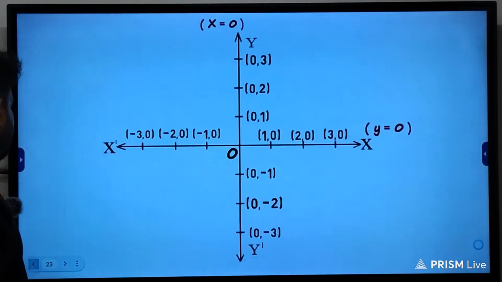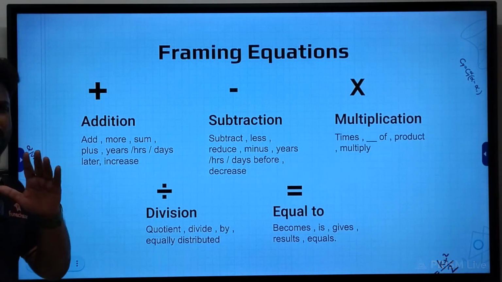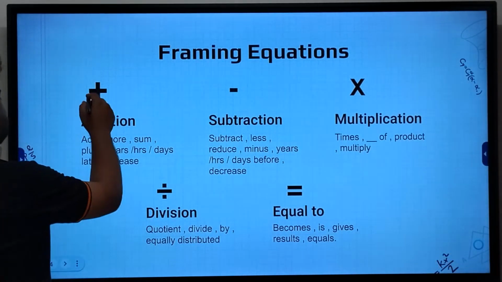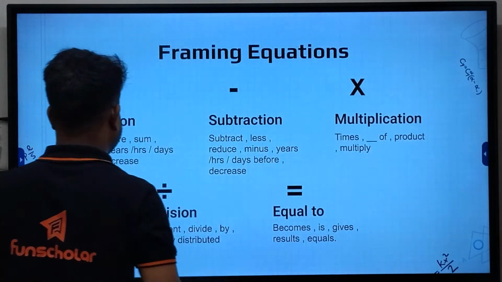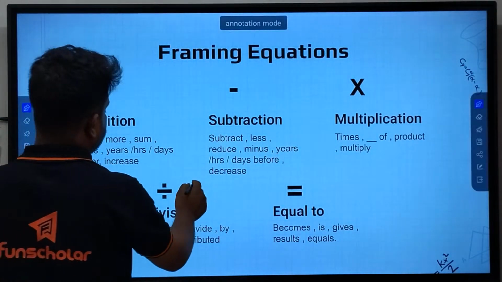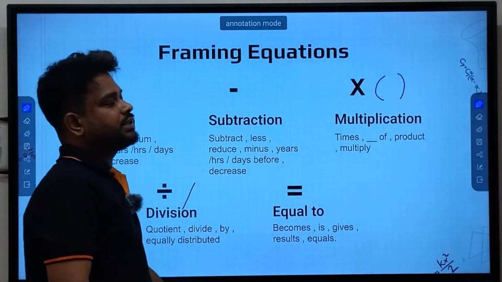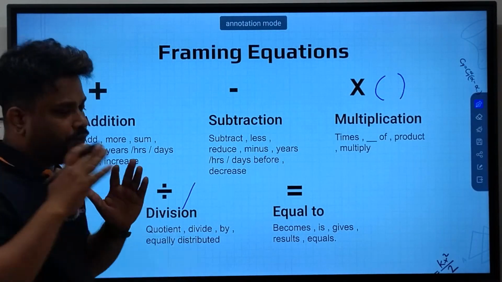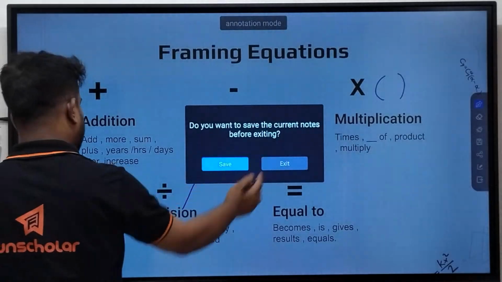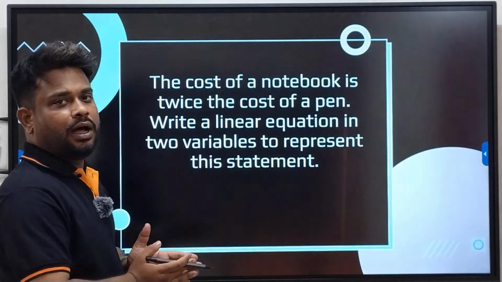And now how can we frame the equations? Framing equations, these are all known by you: this one is the addition sign, this one is the negative sign, this one is multiplication, this is equal to, and this is division. Division can also be written like this, and for multiplication we can also use brackets like these. So these are all known by you, and we will use all of these to frame equations and solve them.